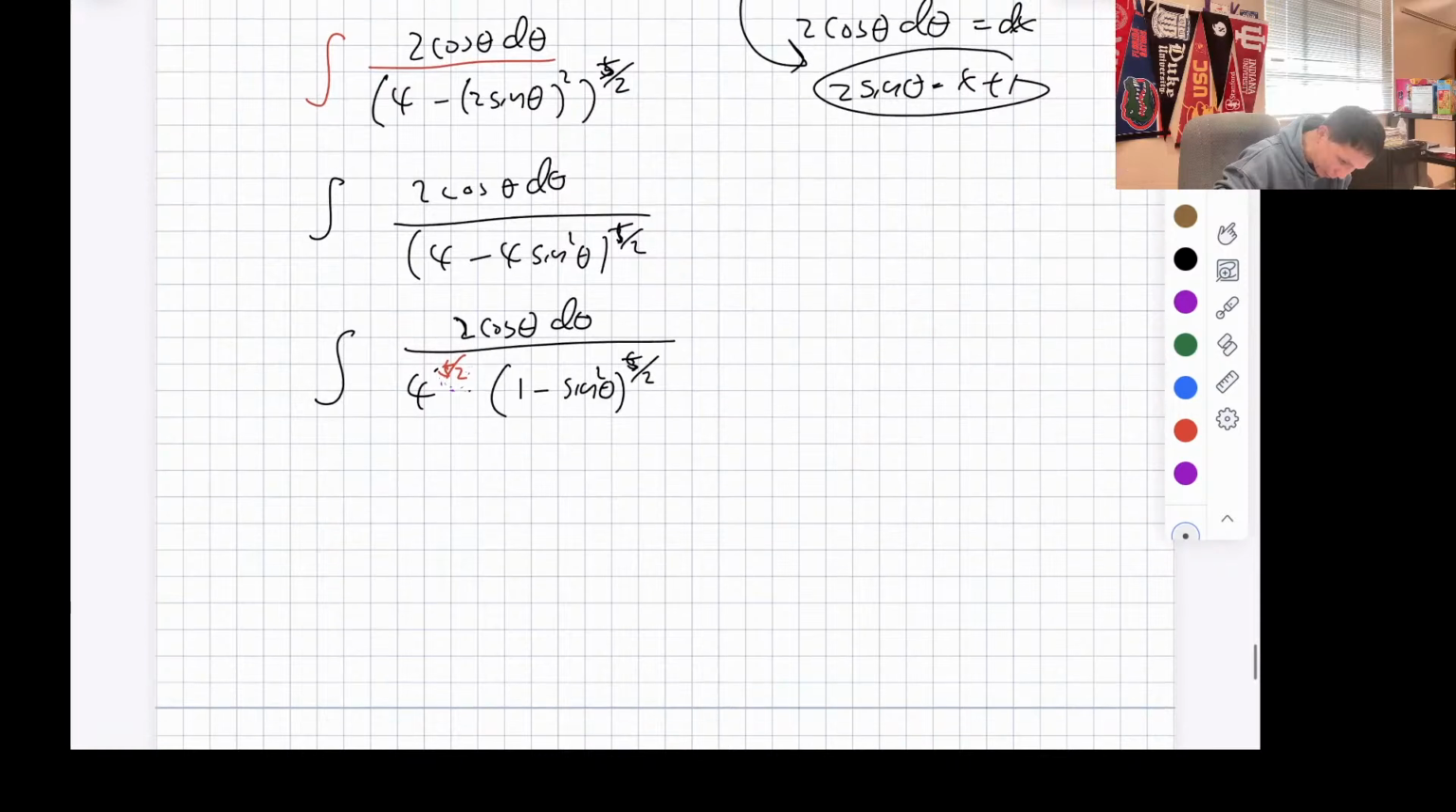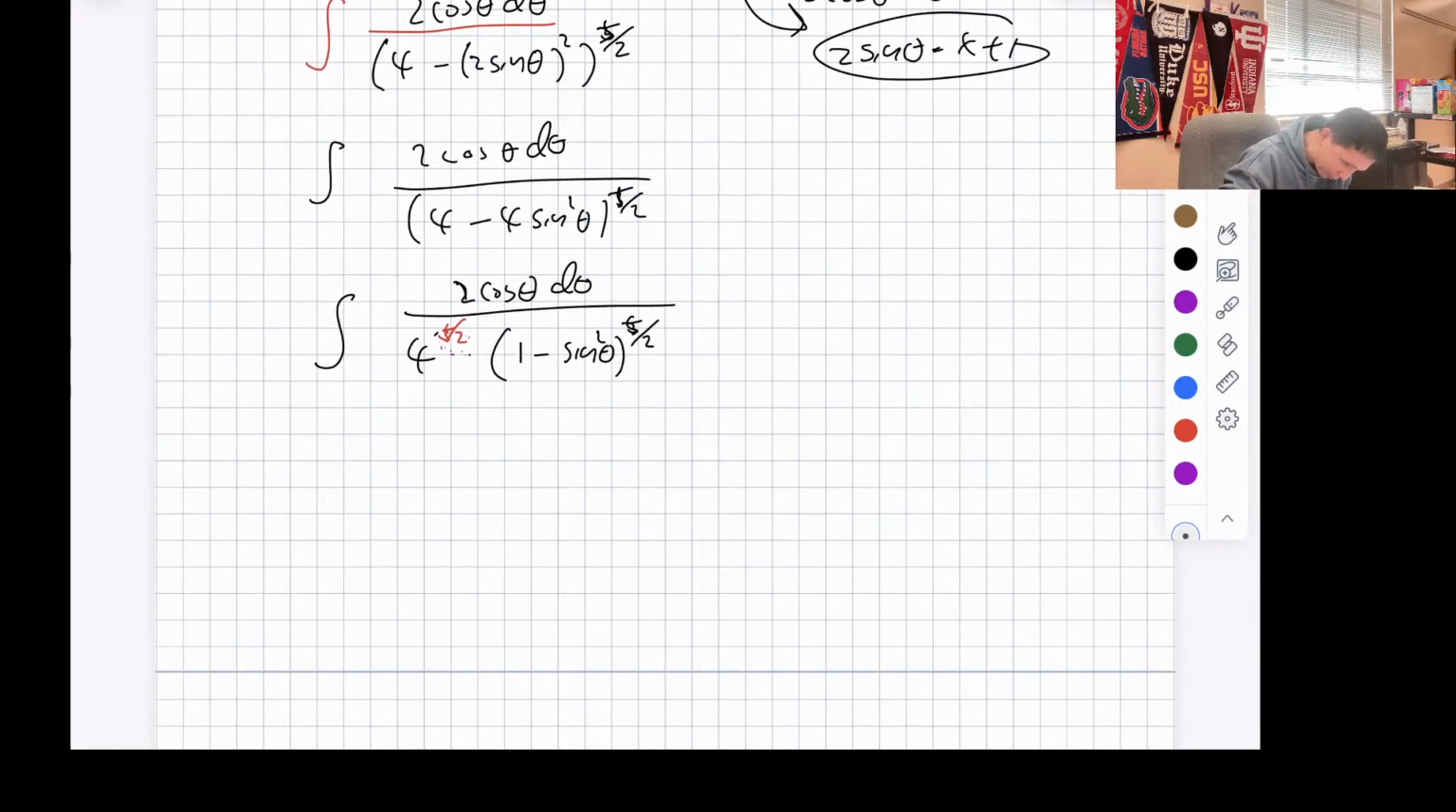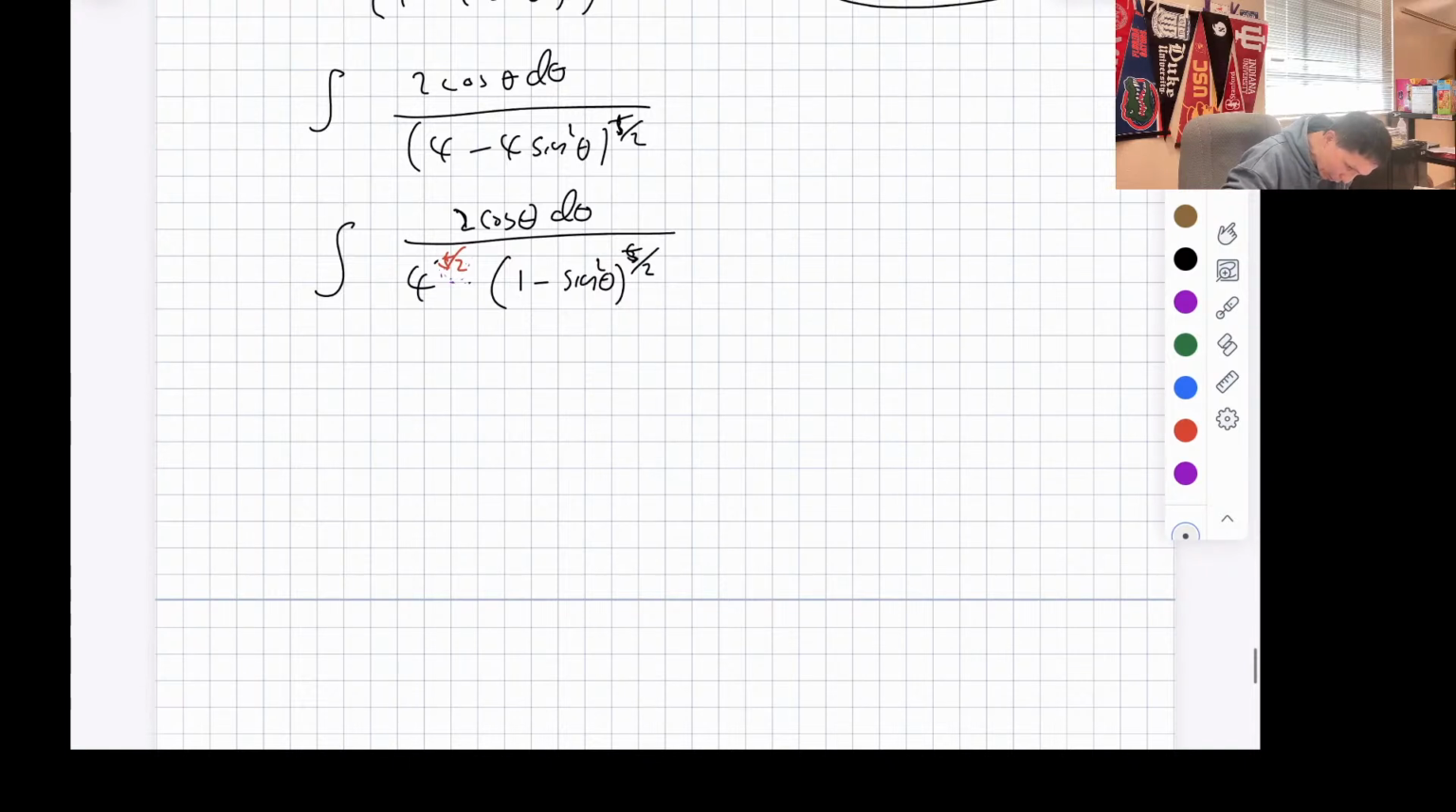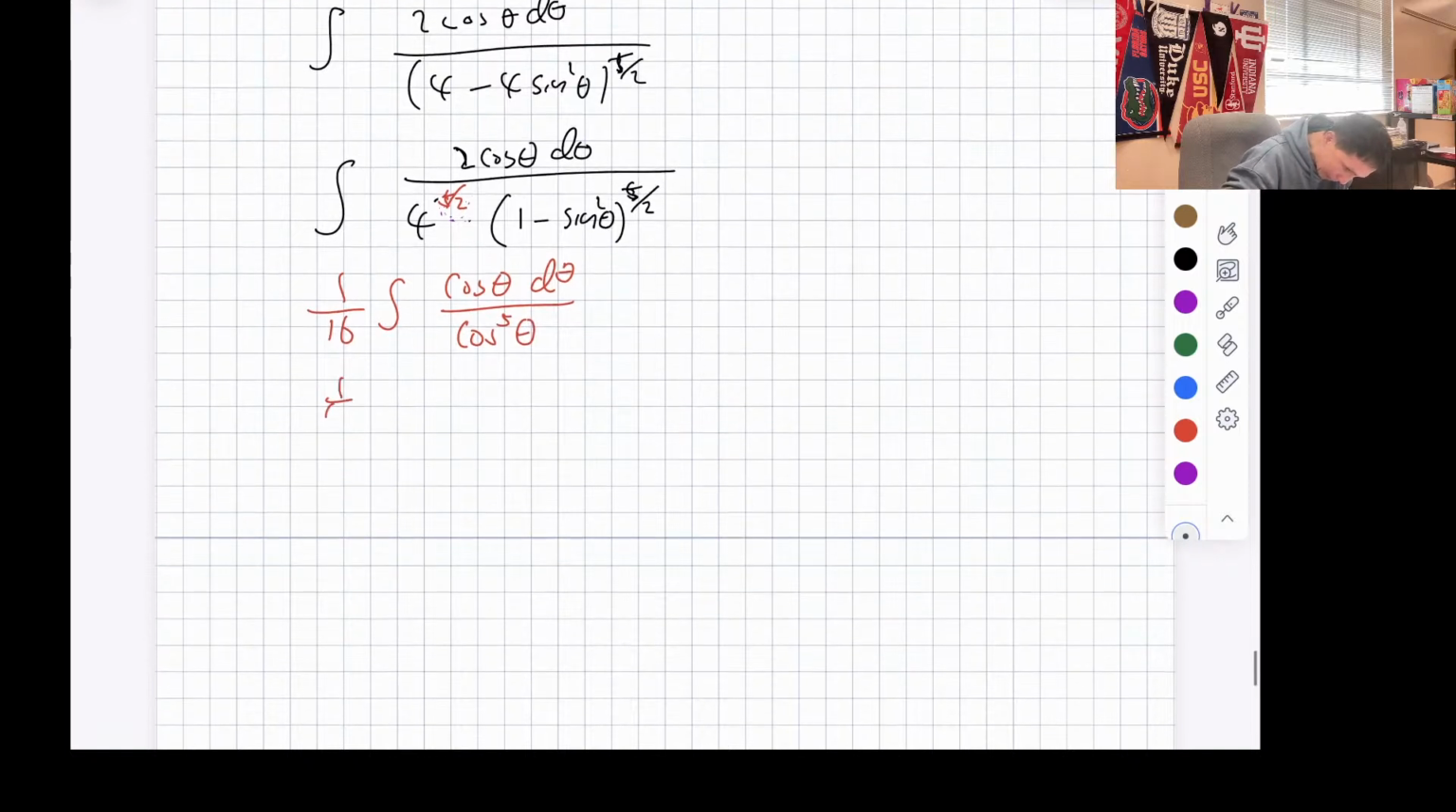I'll go back to do 3 over 2. It's much the same thing, actually much easier. So here it's going to be 1 over 16 to the cosine theta d theta over cosine to the 5th theta. Is that okay? So it'll be 1 over 16 times secant to the 4th theta d theta.